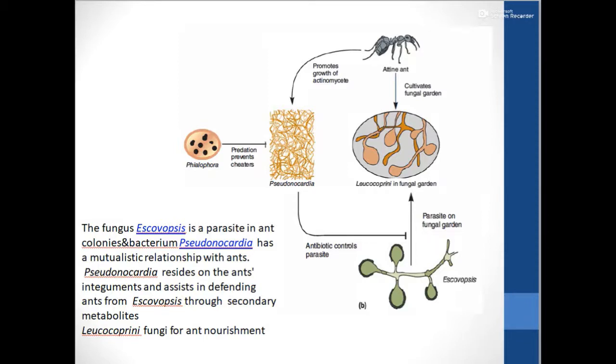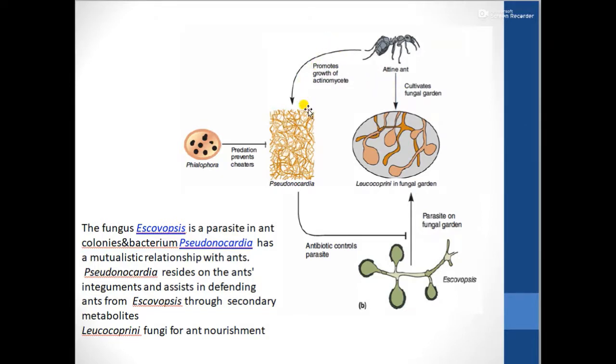So, to protect its fungal garden from Escovopsis, the attine ant is also growing another actinomycete called Pseudonocardia. Pseudonocardia is mutualistic with the attine ant and it will produce certain antibiotics. These antibiotics are amensalistic to Escovopsis. So, in the attine ant interactions, you can see two mutualistic interactions here: one with the Leucocoprinus and one with the actinomycete Pseudonocardia.